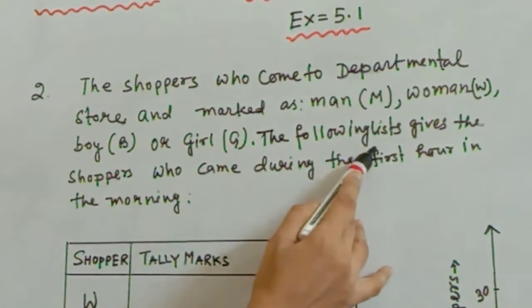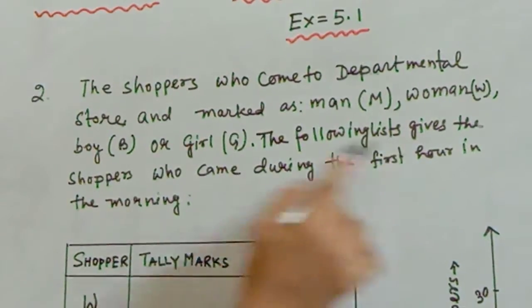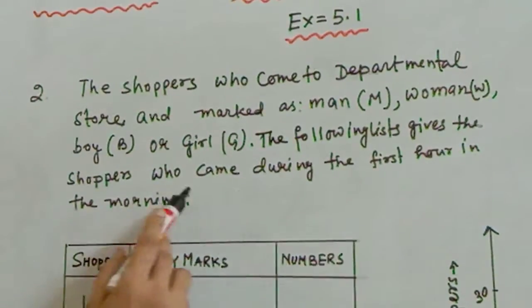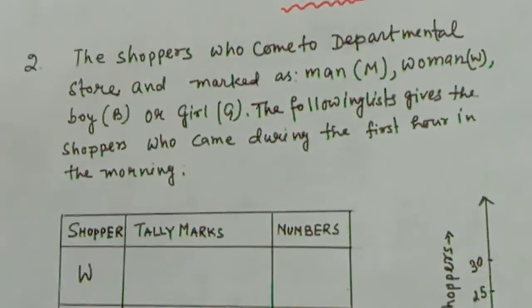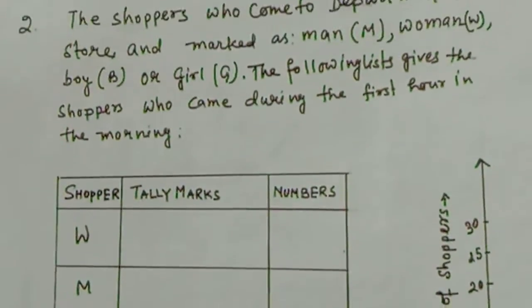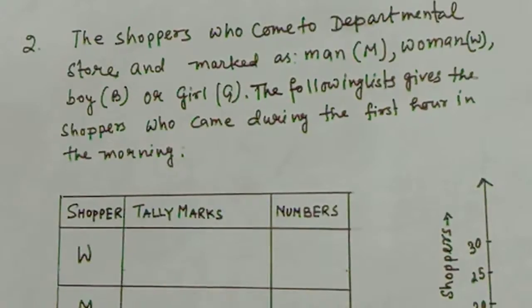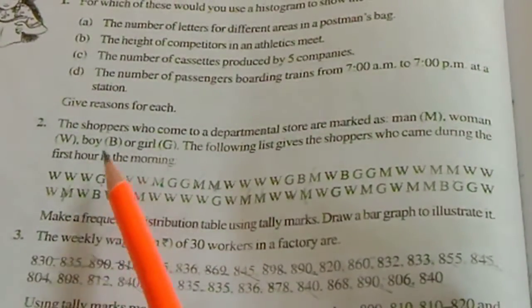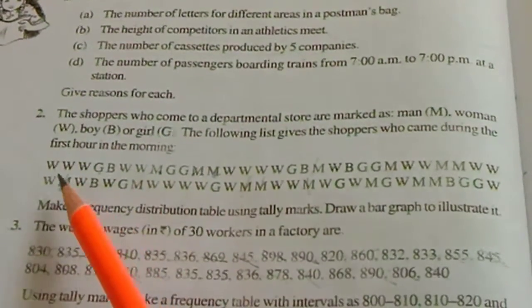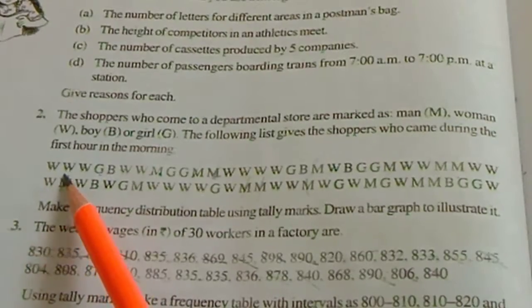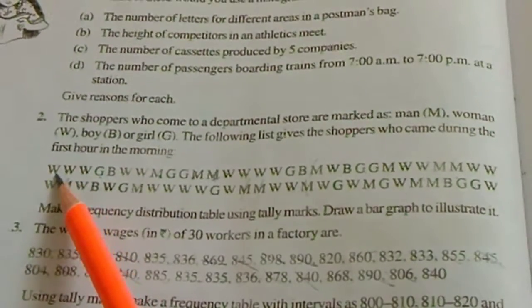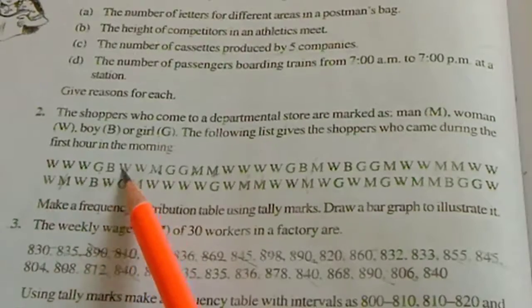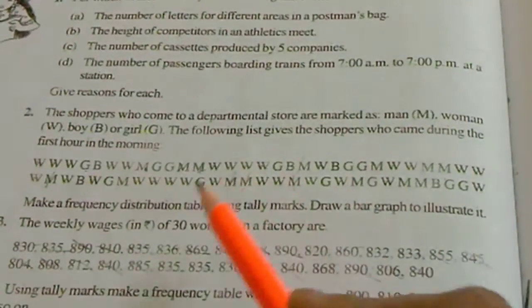The following list gives the shoppers who came during the first hour in the morning. Now from the book you can see the data. Now see the question from the book. Here the raw data is given in this form. W, you know that it is given in the question as woman. These are W, W, W, G, B, W, W, M, G, G. In this way you can see, and you have to count.